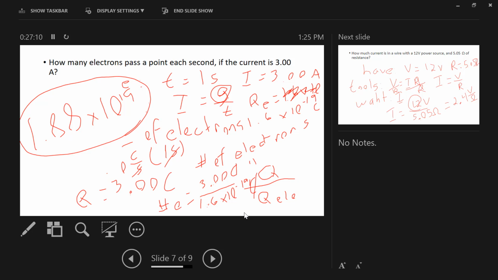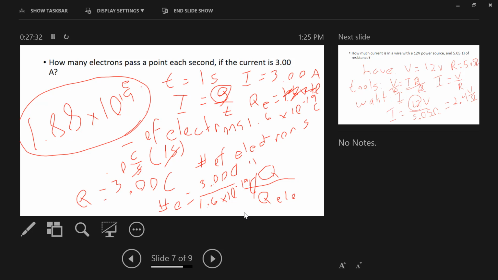What else do we have? We have current. I is equal to 3.00 amps. Those are the things given to us by the problem. Now it should say have and then a colon, but the have was sacrificed. The colon's still there though. It's the colon from tools. It hung around too.